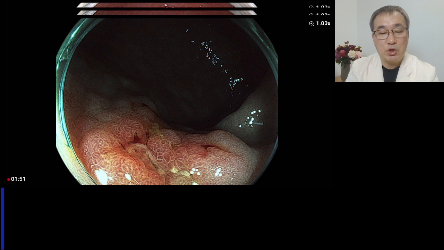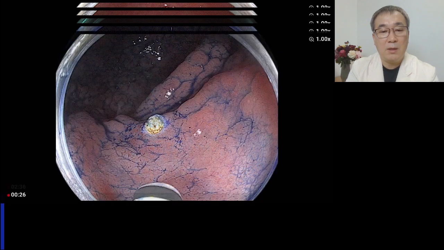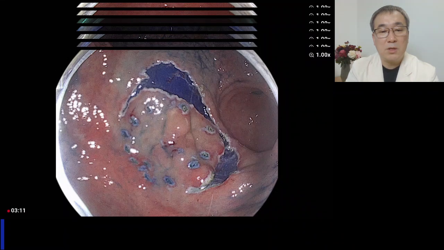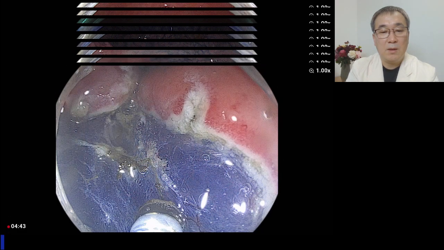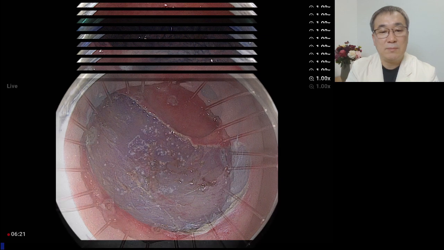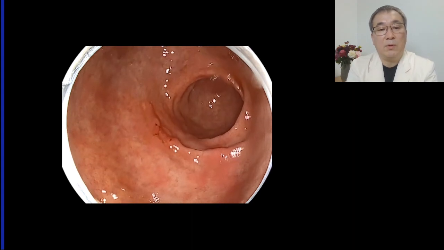I scan image. After spraying indigo carmine, marking with Splash M knife, submucosal dissection is done starting from circumferential cutting. Submucosal dissection step. Final images. Now the video.